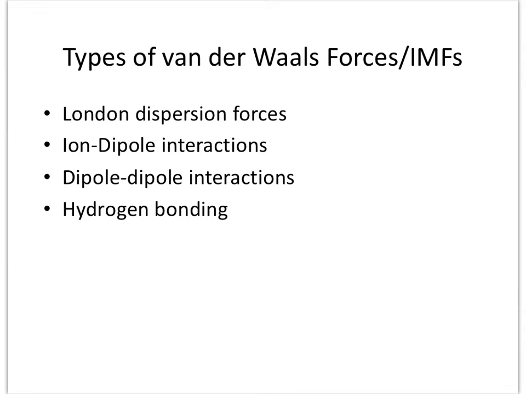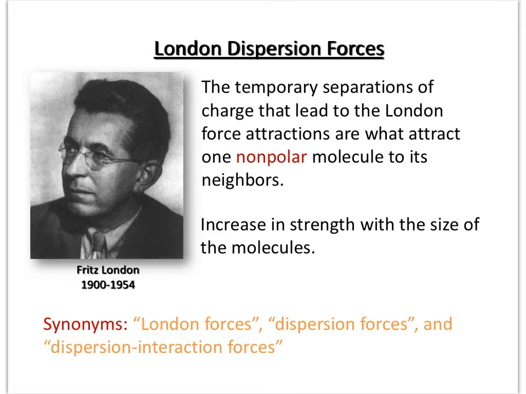So the different types of intermolecular forces: London dispersion, ion-dipole, dipole-dipole, and hydrogen bonding. We're going to go through all these different types, starting with London dispersion forces. I'm going to cover these from weakest to strongest. The other video I'm asking you to watch on Edpuzzle, that another teacher presented, is also covering them in this order. London dispersion force is named after a man named Fritz London.